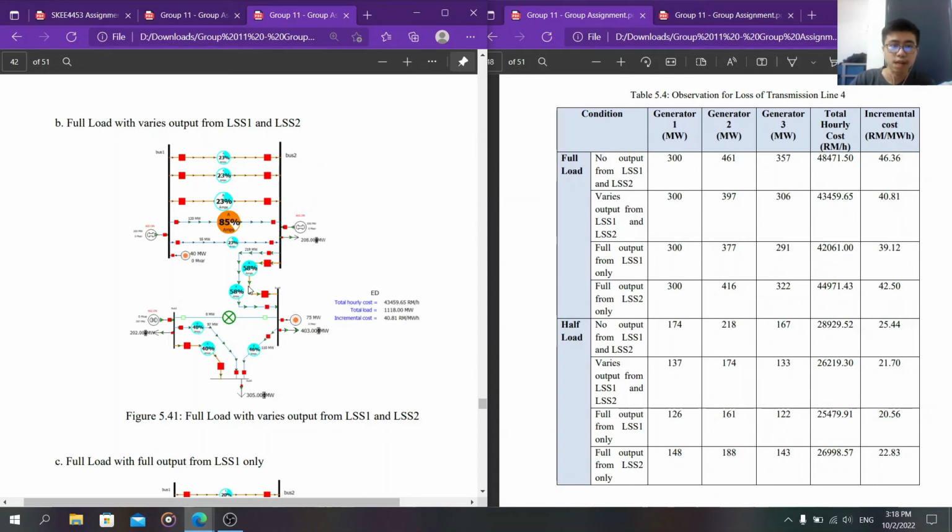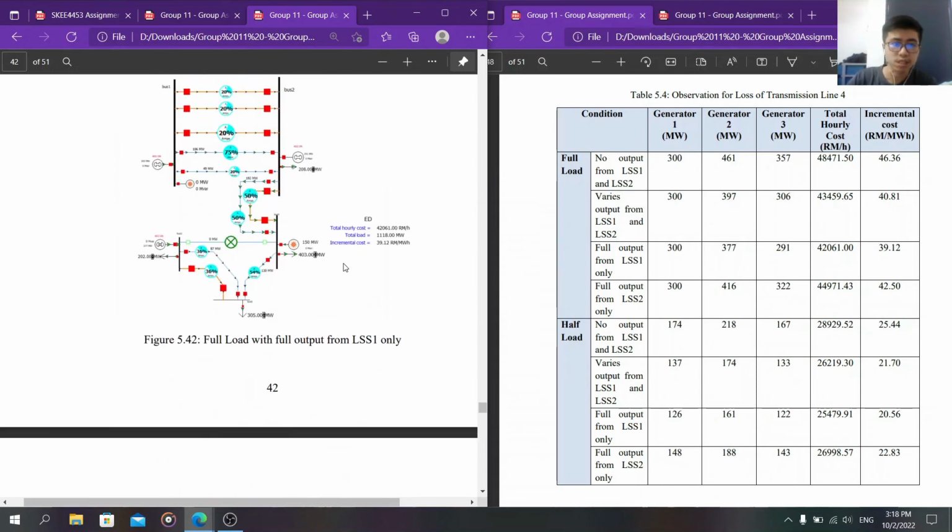The next one will be the full load with various output from LSS1 and LSS2. The LSS1 will be 75 megawatt, and the LSS2 will be 40 megawatt. You can see generator 1 is still the same, and generator 2 is 397 megawatt, and generator 3 is 306 megawatt, and the total hourly cost is 43,459 ringgit 65 cents per hour, and the incremental cost is 40 ringgit 81 cents per megawatt hour.